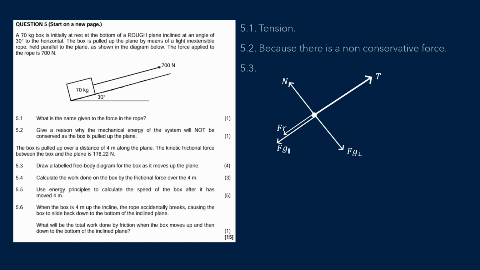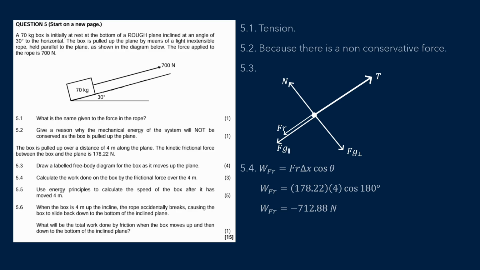5.4. Calculate the work done on the box by the frictional force over the 4 meters. First step, I write down my formula. Work done by frictional force is equal to frictional force multiplied by change in x multiplied by cos theta. Substituting in everything I've just said, the frictional force I was given is 178.22, the displacement is 4 meters, and the angle is 180 degrees because friction opposes the motion. Hence the work done by friction will equal negative 712.88 joules.